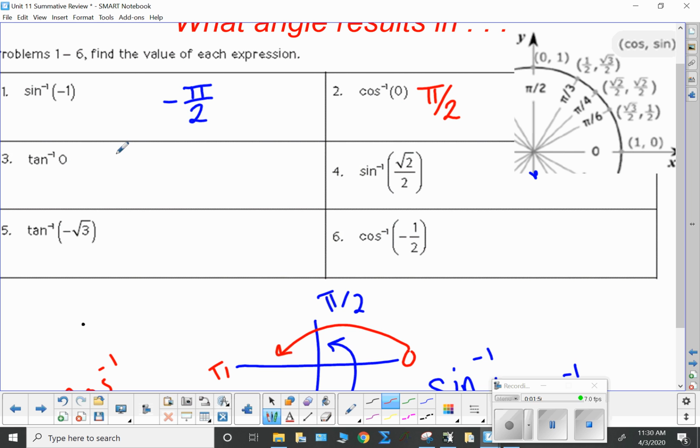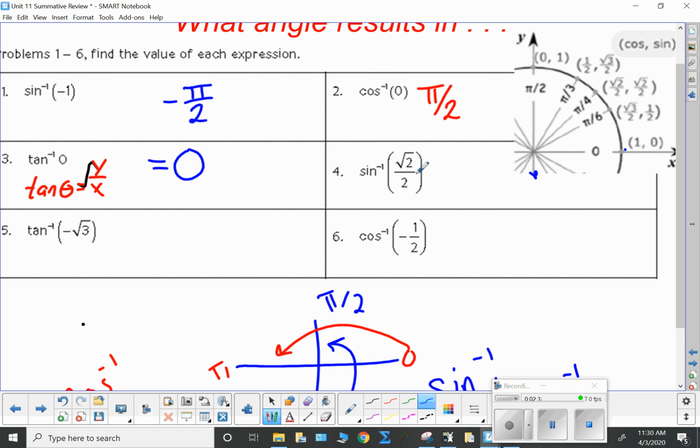Where is tangent 0? And remember that tangent of theta is equal to y over x. So what you want to ask yourself is, where is y 0? Y is 0 here and then over here. But remember, we're only going from negative pi over 2 to pi over 2, so tangent of 0 occurs at 0.